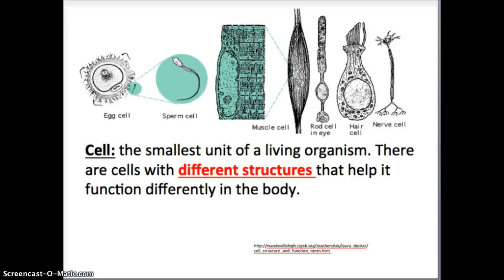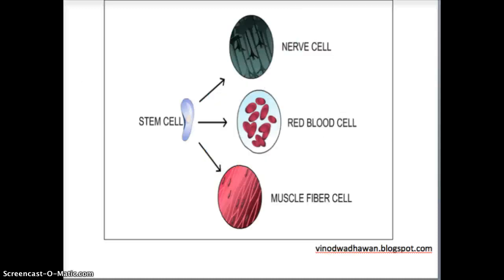Now the cell is the smallest unit of a living organism. And you can see these are all different kinds of cells in our body. They are not the same structure, they're different structures. And that's because they have different functions or jobs in the body. So remember stem cells. Stem cells are the special cells that have the ability to become these different kinds of cells with different functions.